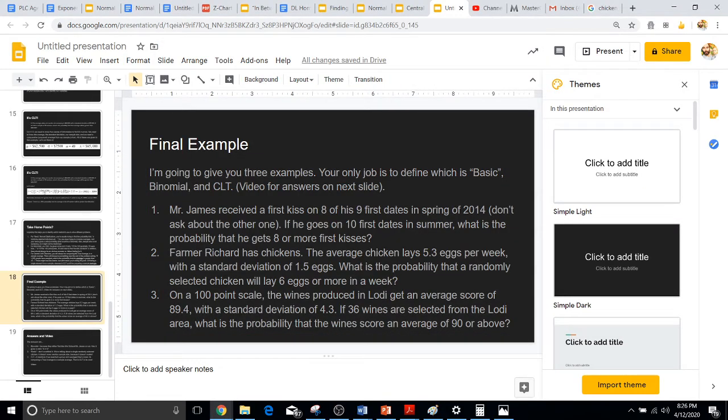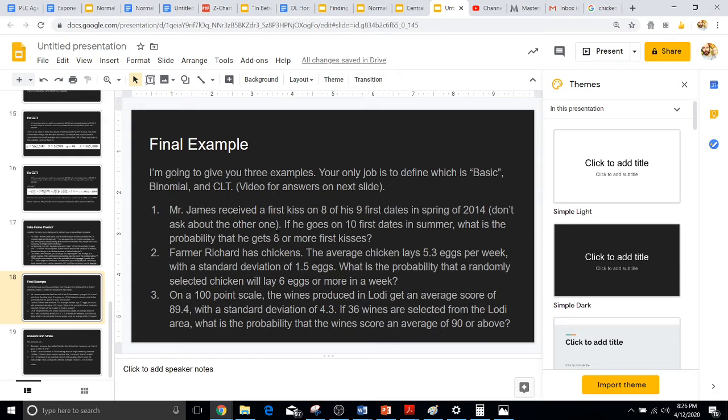Okay, guys. For this video, we're going to go over the final example here. They actually just want you to identify which one is basic, which one is binomial, and which one is CLT. There is actually one of each on these, so it should go pretty quickly.